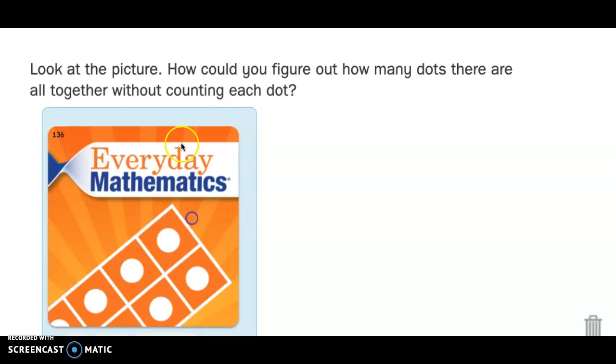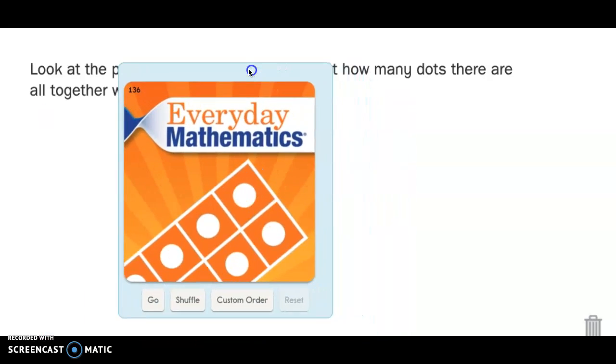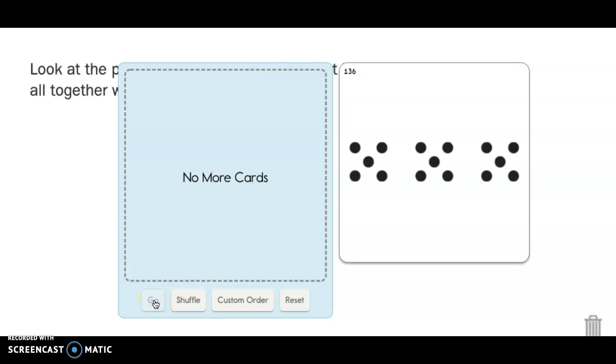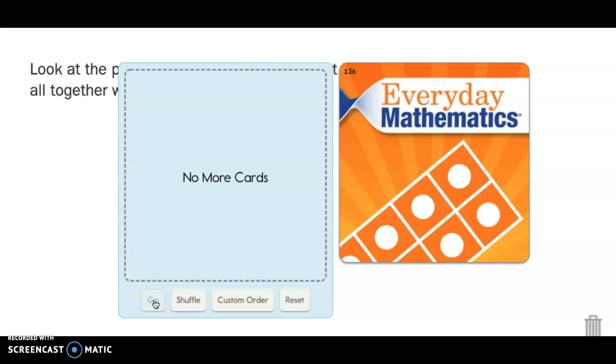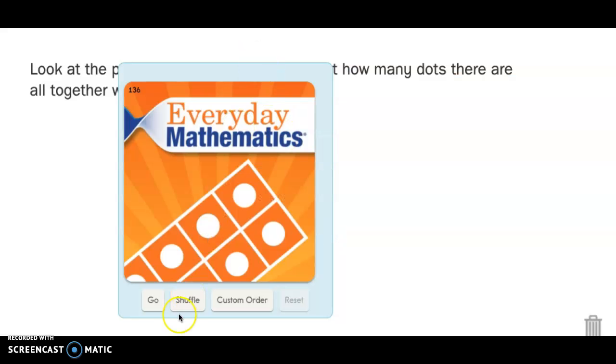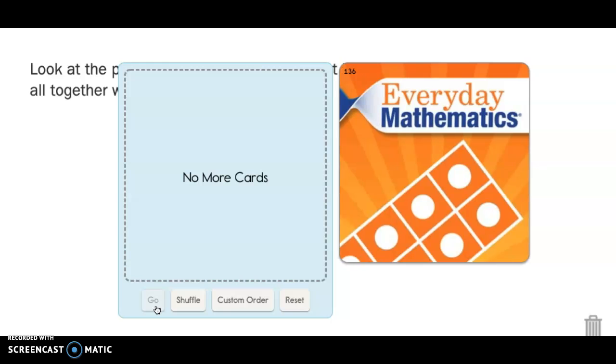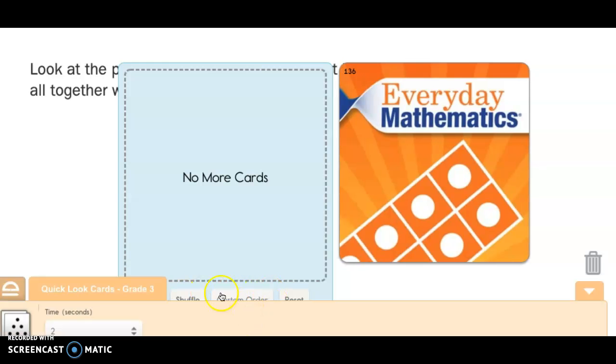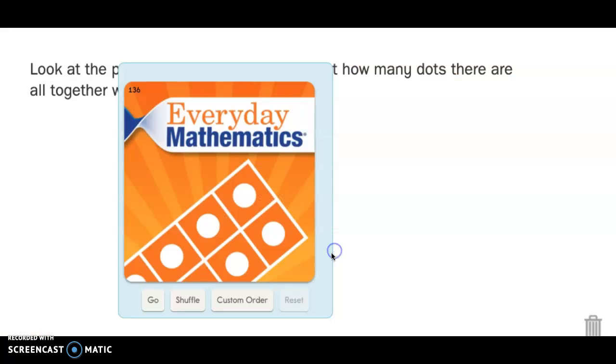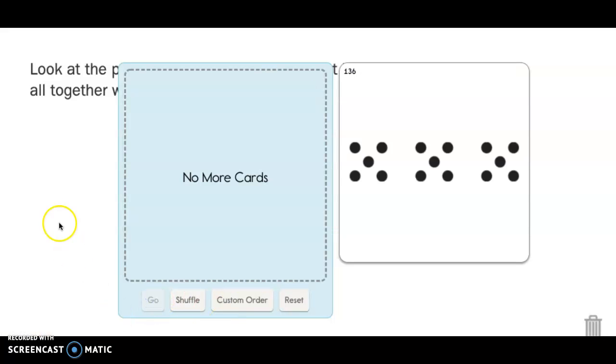Oops, I might have to move that up a little bit. Okay, here we go. All right, how many dots did you see? I'll show you one more time, so you have to look fast. Ready? Okay, how many did you see? If you said you saw 15 dots, you would be correct.